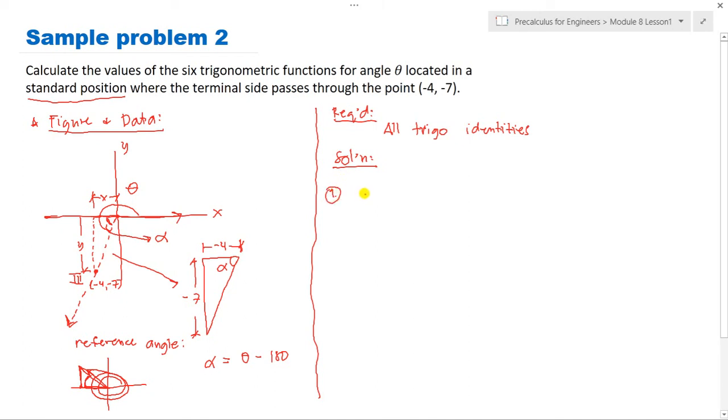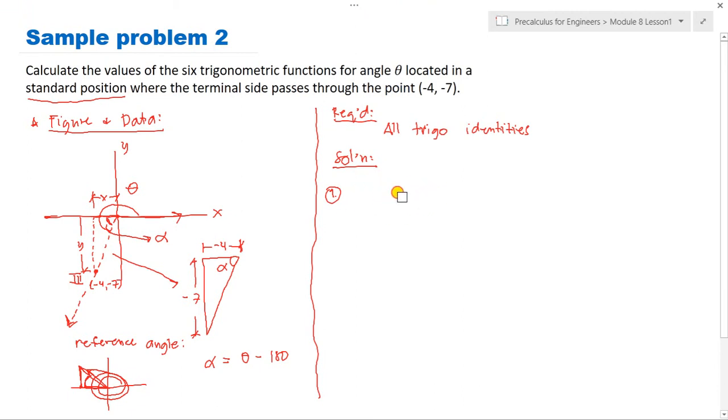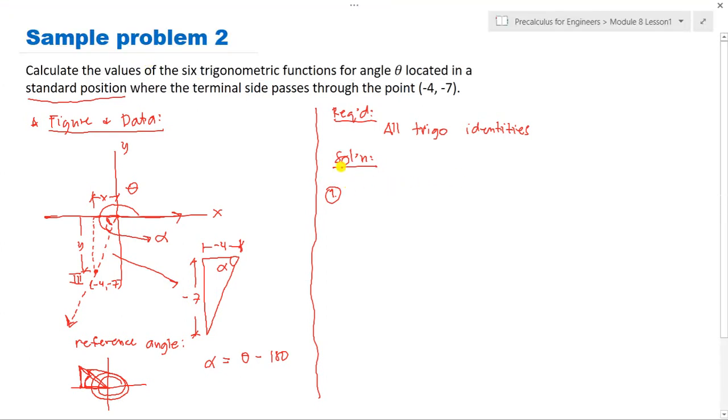So, you can have cosine of theta. Okay? So, that is cosine of theta is equal to what is the ratio of our cosine theta, that is just the adjacent, which is x. So that is negative 4 all over r. Okay. So we need to find something. We can't jump to the trigonometric identities because we are lacking the value of our radius or the hypotenuse. So let's solve first the radius r.